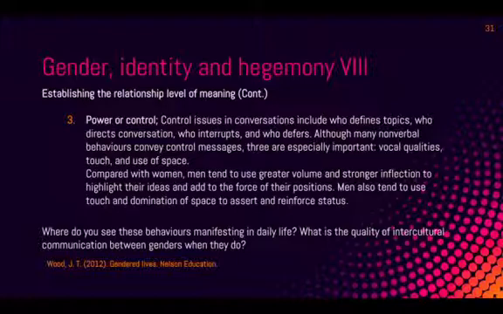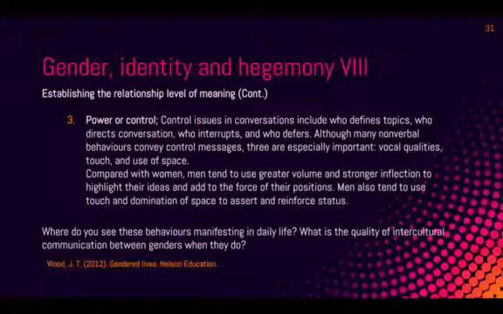We've already looked at a few of these. In non-verbal communication, this brings in a clear gender component. Compared with women, men tend to use greater volume and stronger inflection to highlight their ideas and add to the force of their positions. Men also tend to use touch and domination of space to assert and reinforce status, as we've already seen with that picture of old mate Biden.